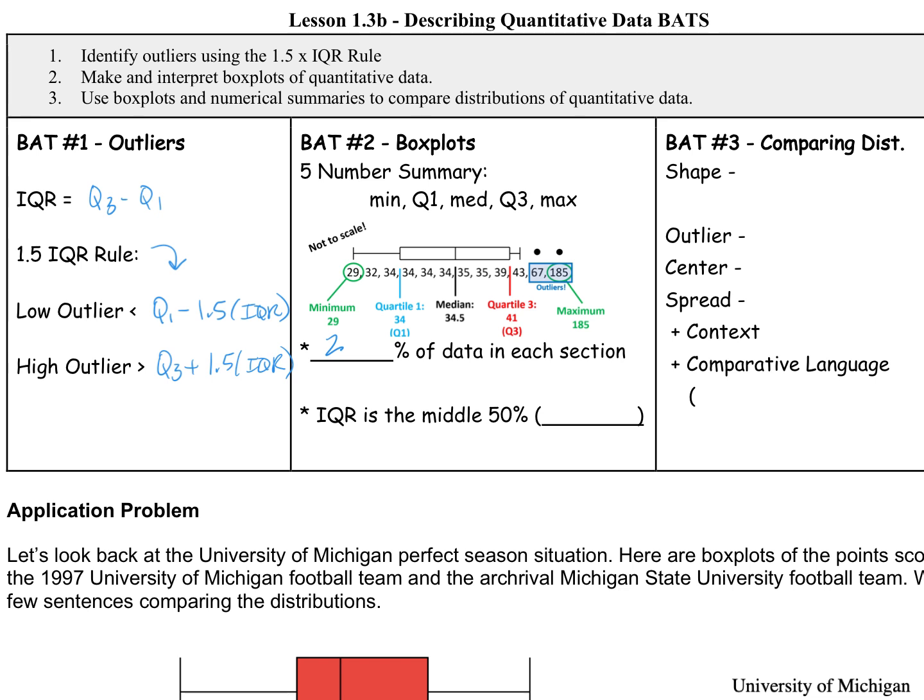Now, IQR we said is the middle 50%, and where do we see that on the box plot? The box. It's the box, yes. It's the little box.